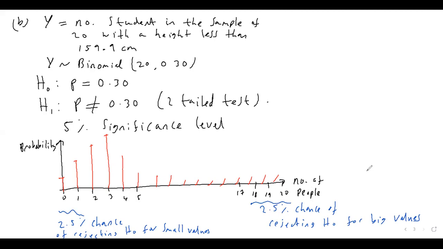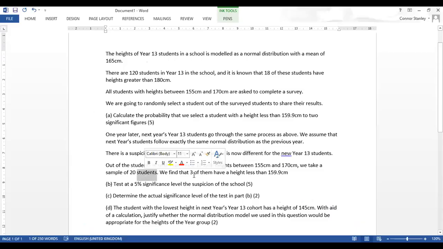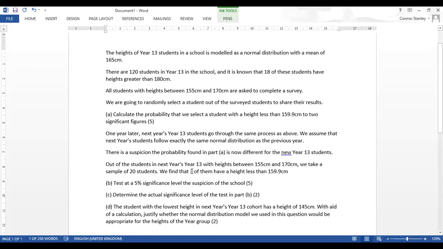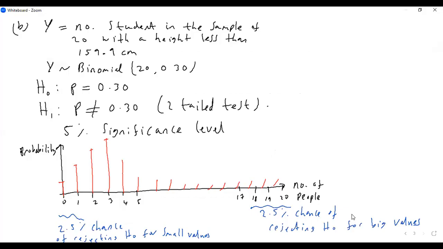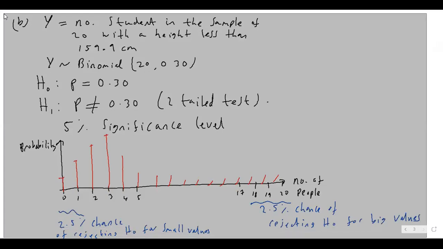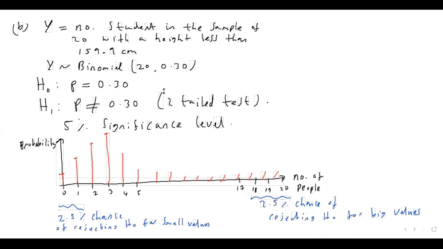Okay, so now if we go back to the question and read what we got when we collected the data, we've got our sample of 20, and 3 of them have a height less than 159.9 centimeters. So 3 out of 20. Let's go back to the whiteboard. When we collected the data, we got 3 successes out of 20.